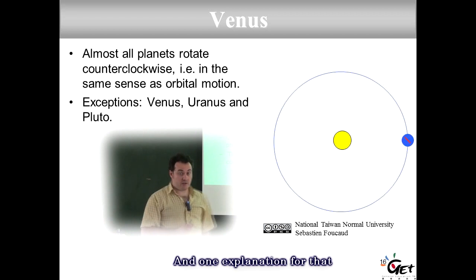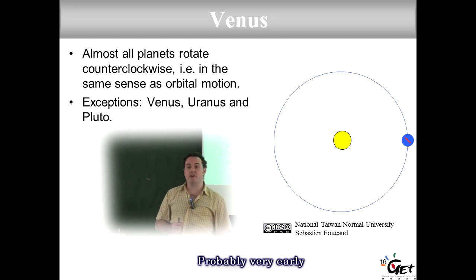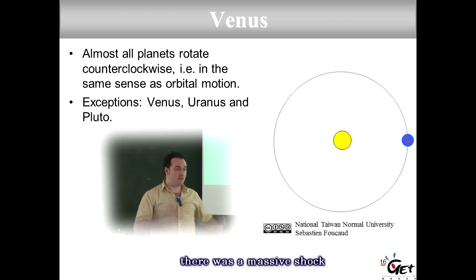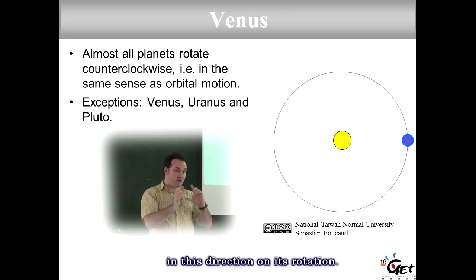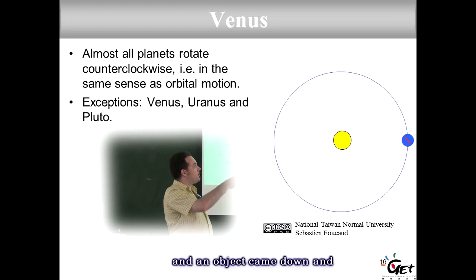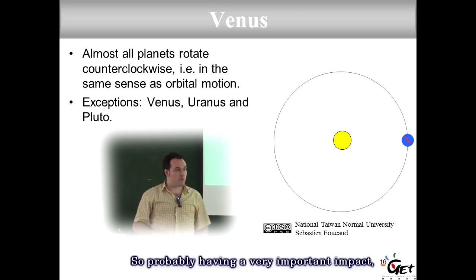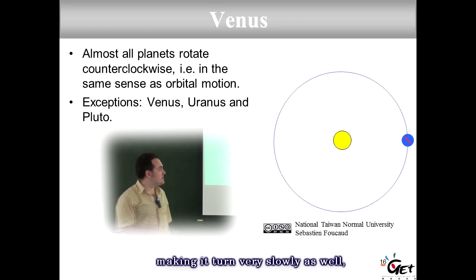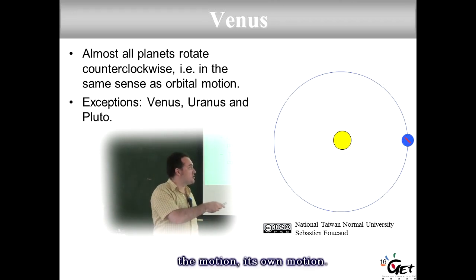And one explanation for that is more or less the same explanation that we had for the formation of the moon. It's probably very early on, in the stages of formation of a planet, there was a massive shock with a big body that hit in the inverse direction of its rotation. So Venus initially was turning in one direction and an object came down and hit the planet and made it turn the other way around. So it probably was a very important impact. It also made it turn very, very slowly, because it's very difficult for a planet to keep rotating against its own motion.